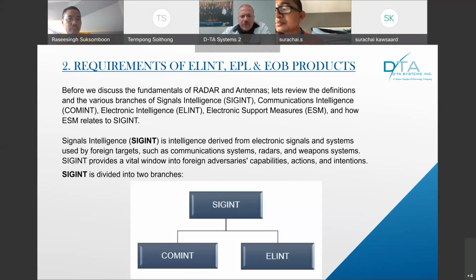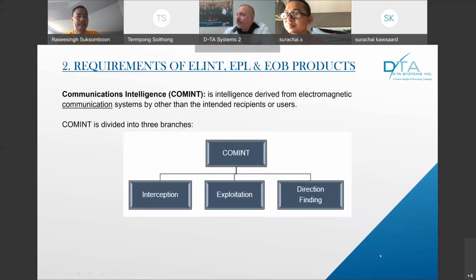SIGINT provides a vital window into foreign adversaries' capabilities, actions, and their intentions. SIGINT is divided into two branches, COMINT and ELINT. Communications intelligence, or COMINT, is intelligence derived from electromagnetic communication systems by other than the intended recipient or users. COMINT is also divided into three branches: interception, exploitation, and direction finding.